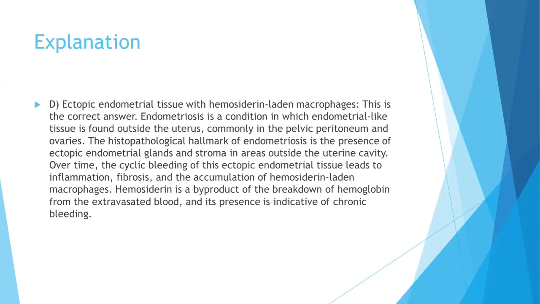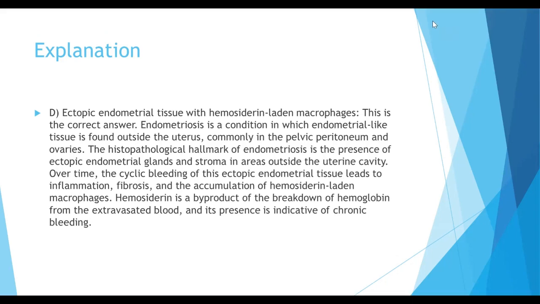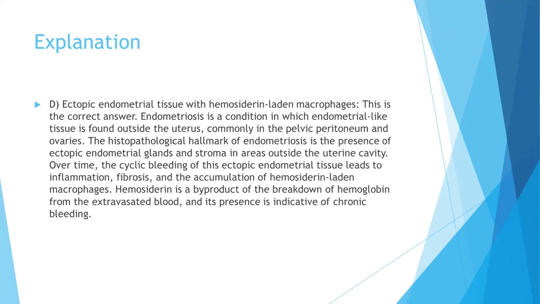Endometriosis is a condition in which endometrial-like tissue is found outside the uterus, commonly in the pelvic peritoneum and ovaries. The histopathological hallmark of endometriosis is the presence of ectopic endometrial glands and stroma in areas outside the uterine cavity. Over time, the cyclic bleeding of this ectopic endometrial tissue leads to inflammation, fibrosis, and the accumulation of hemosiderin-laden macrophages. Hemosiderin is a byproduct of the breakdown of hemoglobin from the extravasated blood, and its presence is indicative of chronic bleeding.